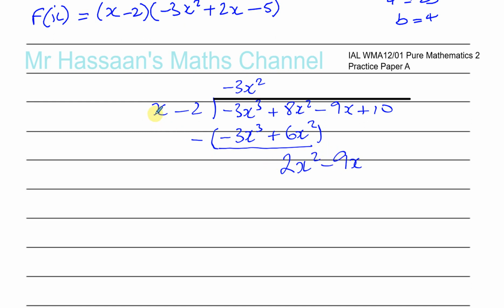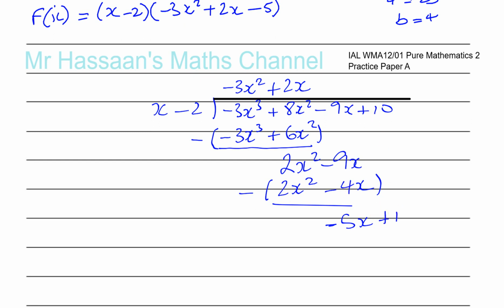Okay, so now, x times something gives me 2x squared. I have to write it up there. Well, x times 2x gives me 2x squared. Then I do 2x times this. 2x times x is 2x squared. And 2x times minus 2 is minus 4x. Again, be careful about your subtraction. This becomes 0. Minus 9 minus minus 4 is minus 5. Okay, so you got minus 5x, because it's minus 9x plus 4x.